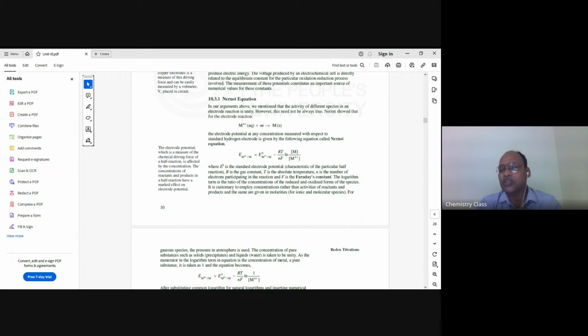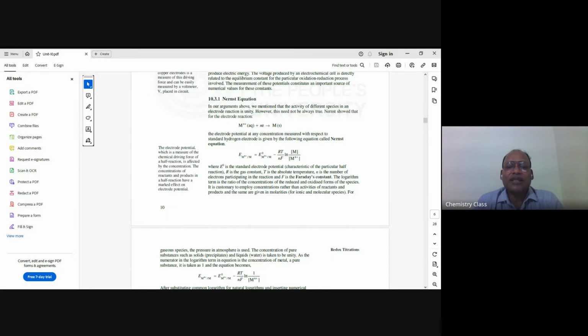So E cell is equal to E° cell minus RT/nF ln of the concentration of oxidation by the concentration of reduction. Here R is the real gas constant, T is the temperature in Kelvin, and F is the Faraday constant.